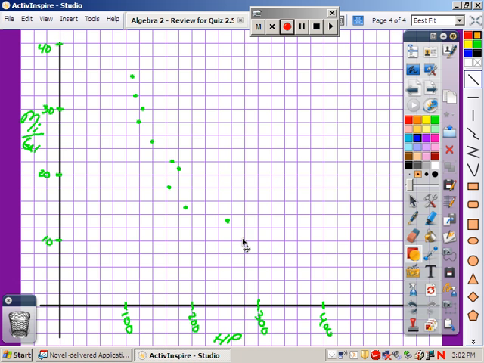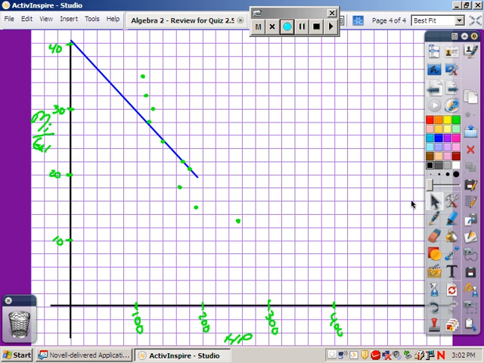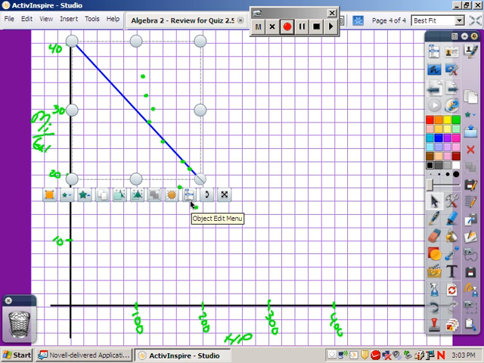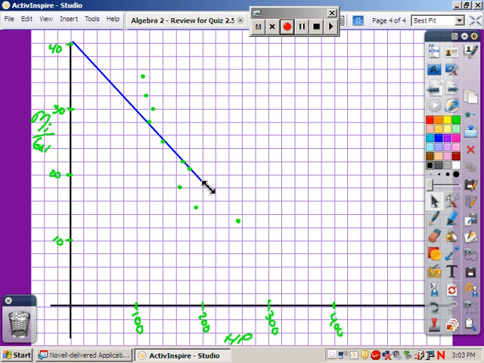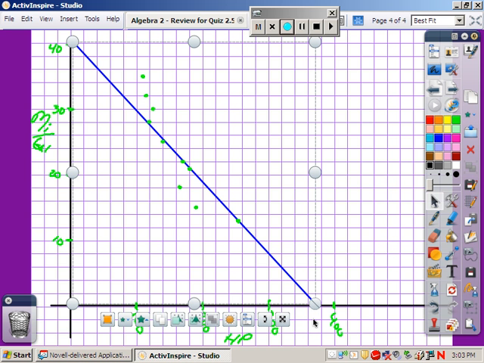I think I'm going to make this line basically go right through here. Notice that I'm bringing it back to touch the y-axis. So there goes my best fit line.